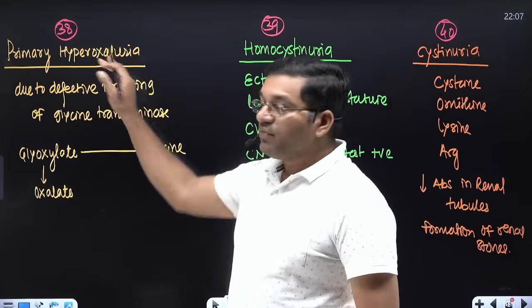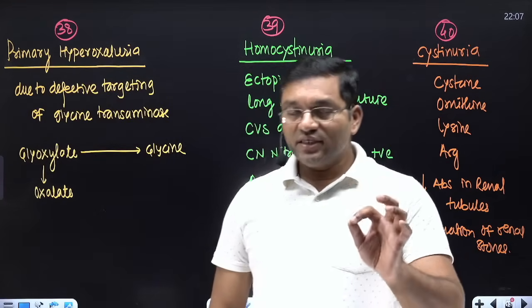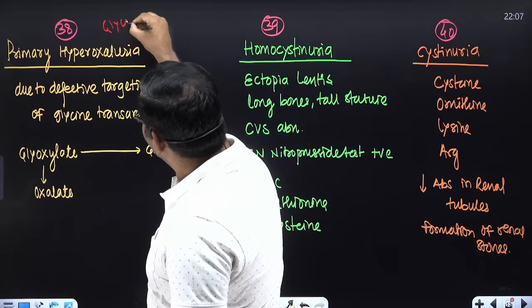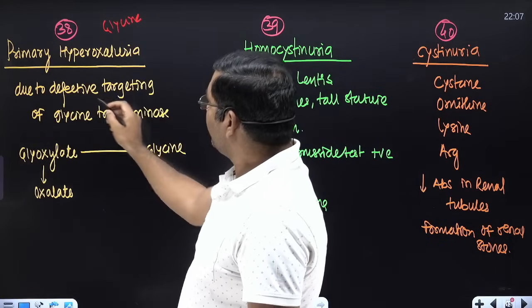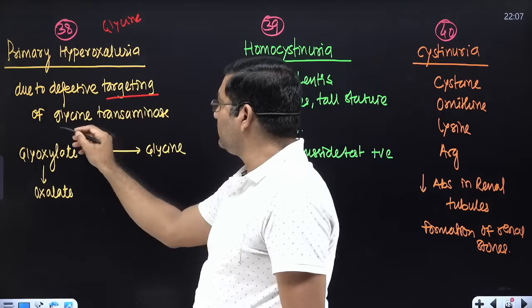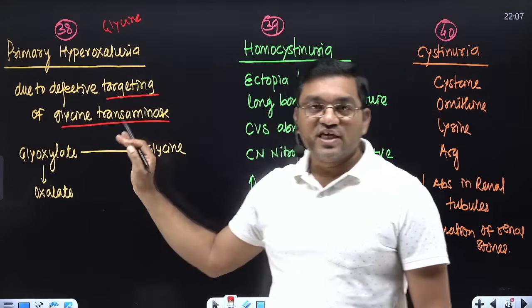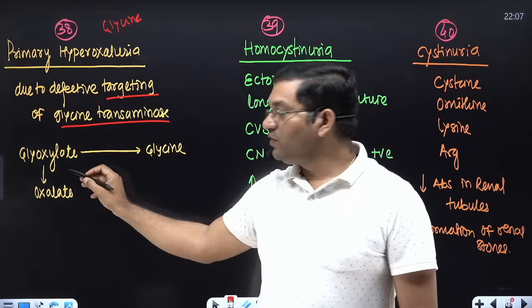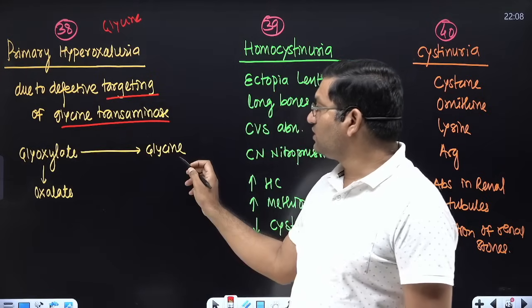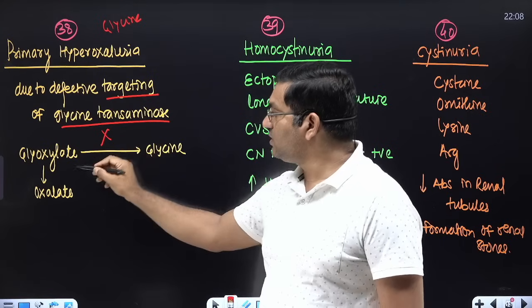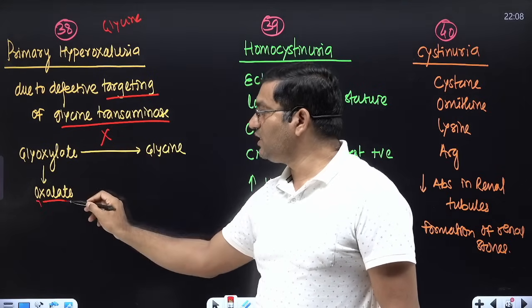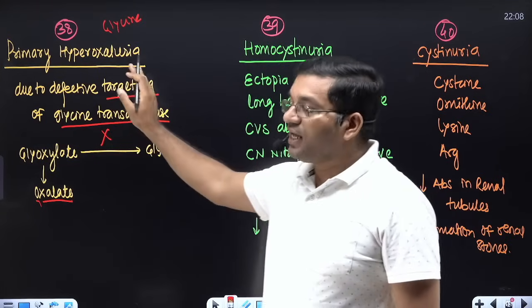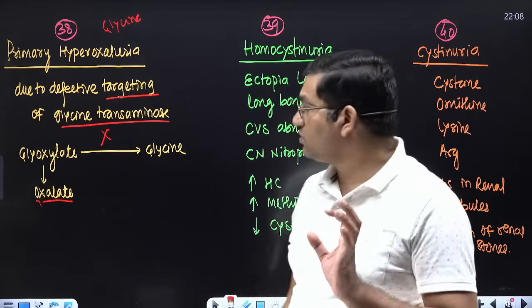Next one is the primary hyperoxaluria. It is related with the glycine metabolism. There is defective targeting of the glycine transaminase. This enzyme is involved in the conversion of glyoxylate to glycine. In absence of this glycine transaminase, this glyoxylate is converted into oxalate, and there is tendency of oxalate stones. This is primary hyperoxaluria.